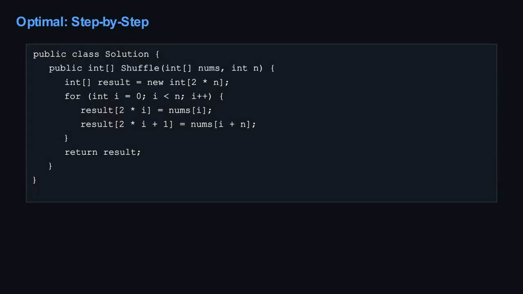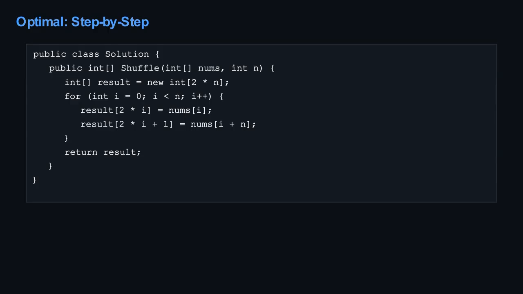Let's trace this with nums as 2, 5, 1, 3, 4, 7 and n as 3. We declare a result array of size 6. When i is 0, nums sub 0 is 2, so result sub 0 becomes 2. Nums sub 0 plus 3 is nums sub 3, which is 3, so result sub 1 becomes 3. Now result is 2, 3, and the rest zeros.